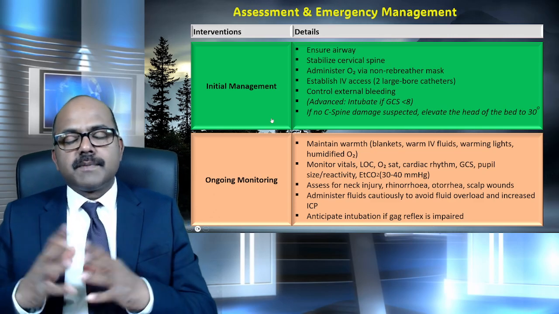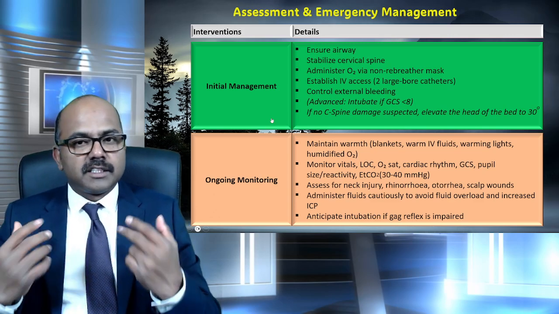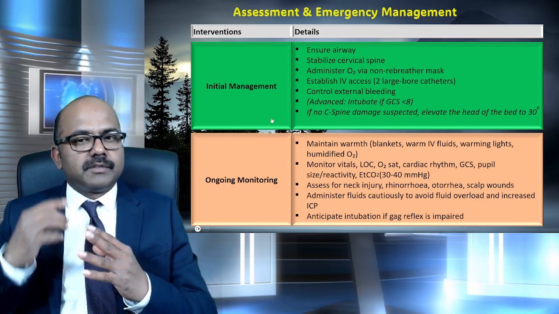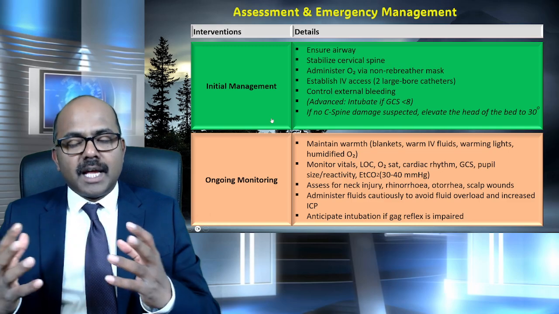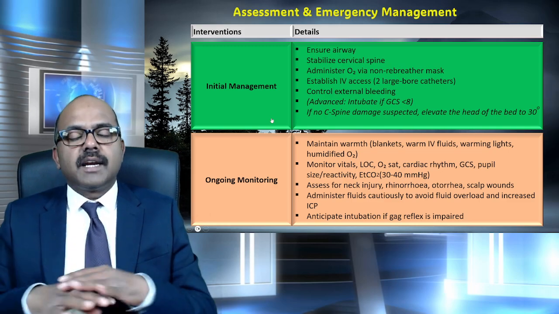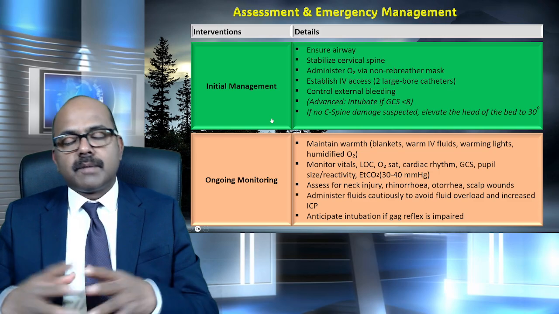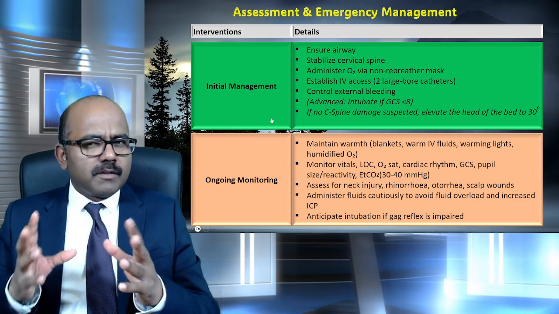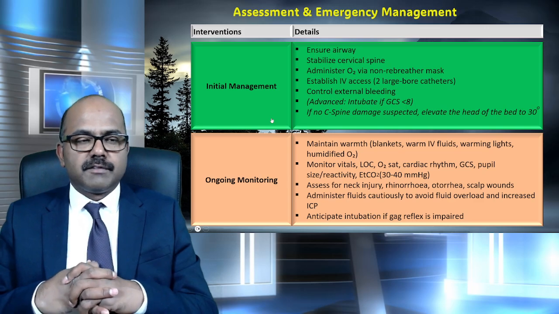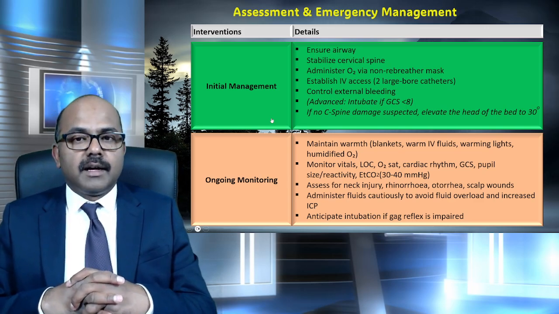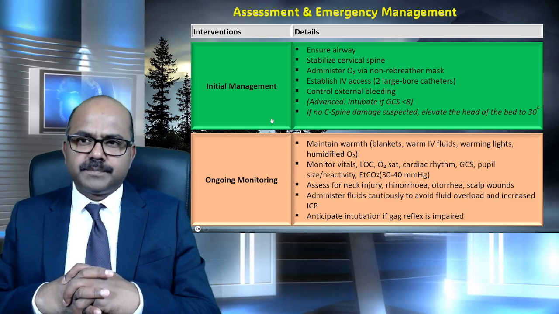Because if the cervical spine is injured, there is always a chance that the phrenic nerve that comes out of the cervical spine can be damaged. If that happens, the patient will suddenly stop breathing because the diaphragm is supplied by the phrenic nerve. So always look for and stabilize the cervical spine if a cervical spine injury is suspected.